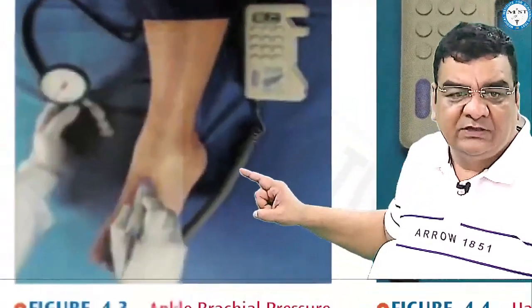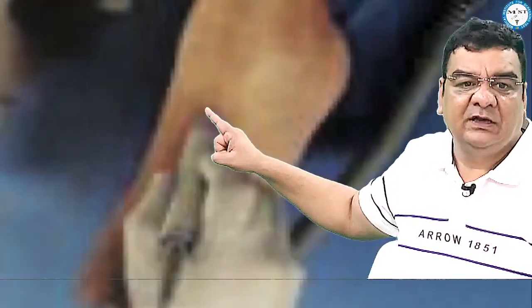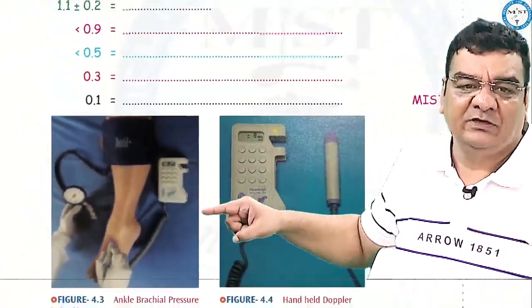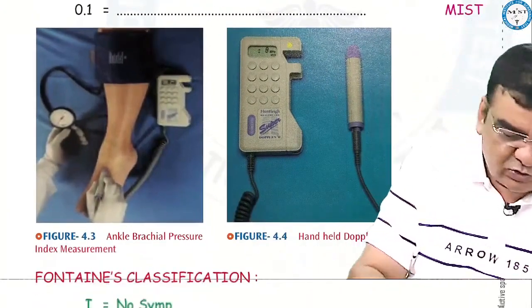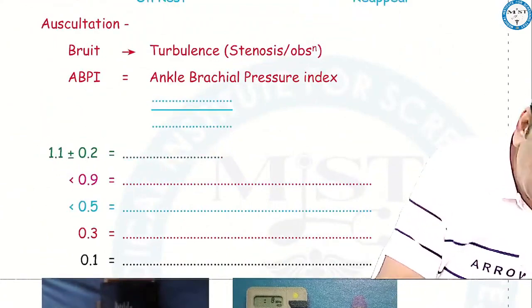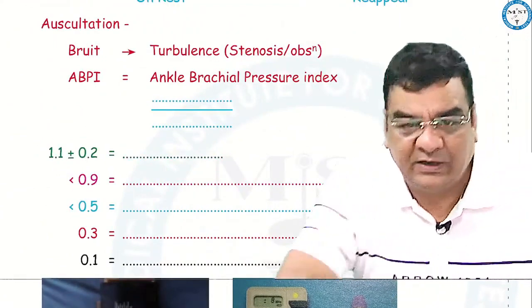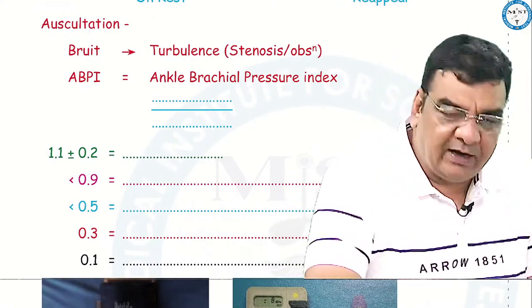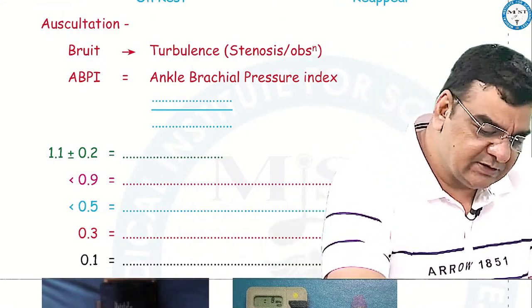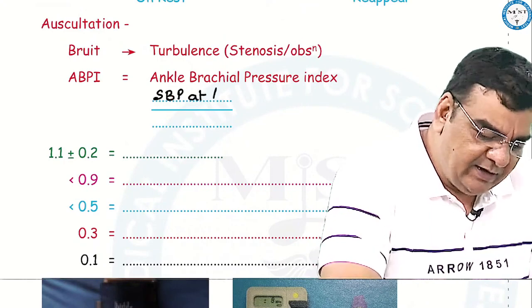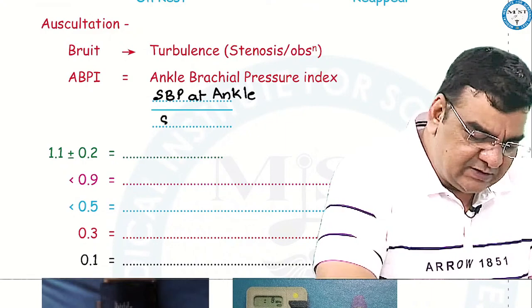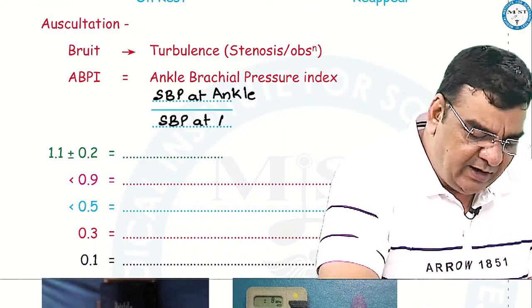Now what you're doing in this, you have kept the tip of the pencil here, right? And you're just trying to feel for the pressure at the ankle. And you will compare this pressure with the pressure at the arm. Okay? So suppose I say that if we calculate the ankle brachial pressure index, this is the ratio of systolic blood pressure at the ankle versus systolic blood pressure at the arm.